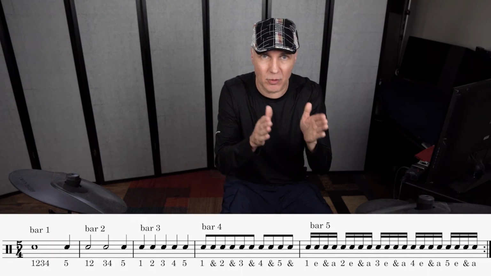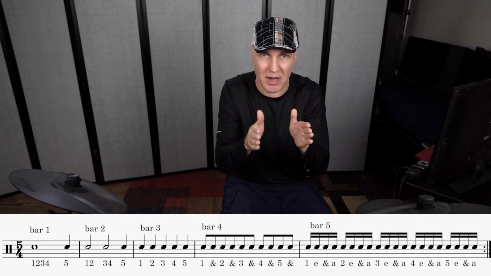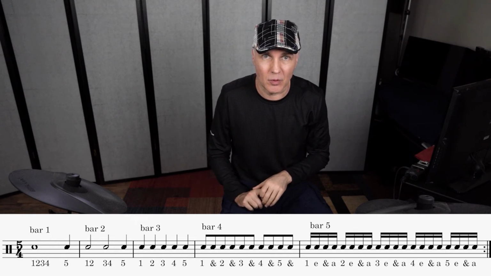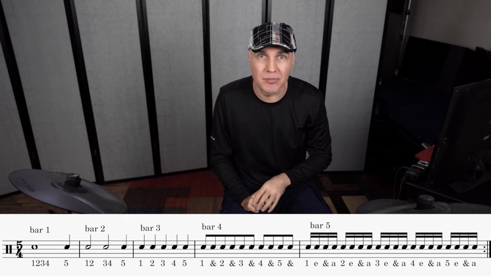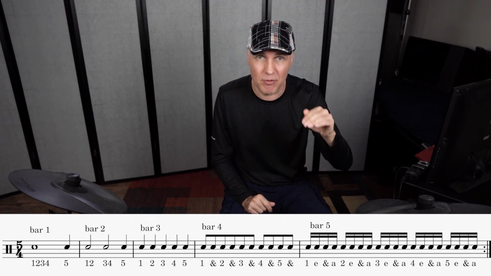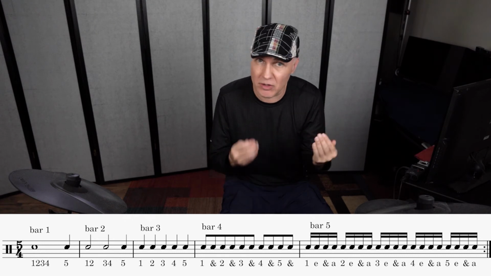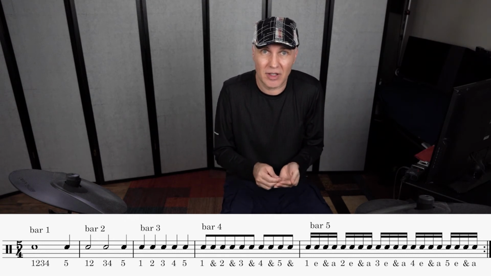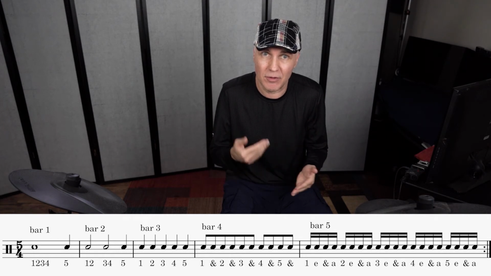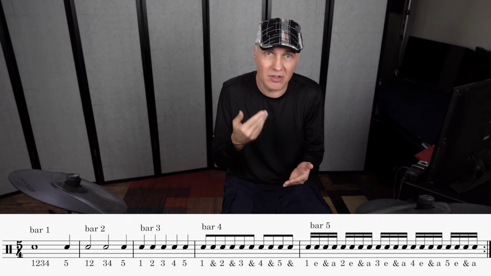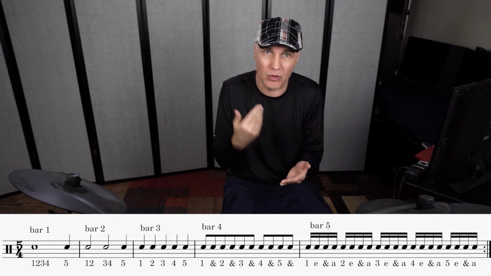We know what a bar is. We know how much of the bar is the same thing as a measure. We're playing 5 bars here. The bottom number, being a 4, means the quarter note still gets the beat, still gets the count. 1, 2, 3, 4, whatever tempo. That is the quarter note. Quarter note, quarter note, quarter note, quarter note.